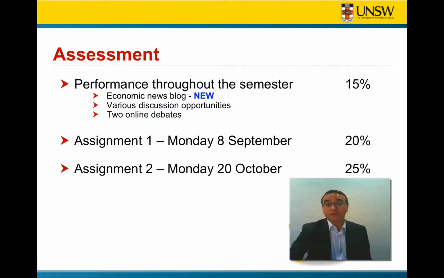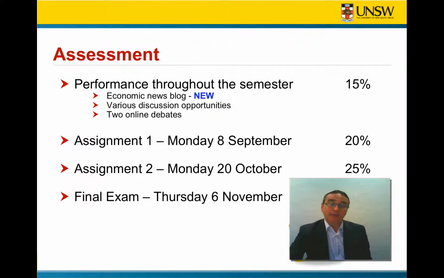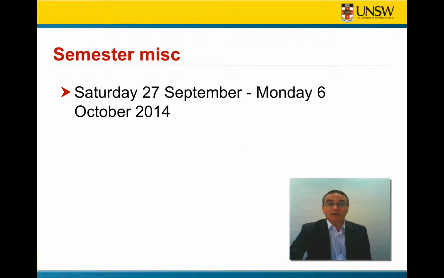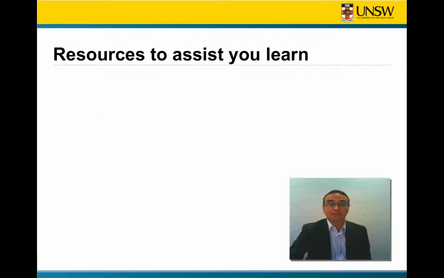Now, there are two assignments. The first assignment is microeconomic based, and it's really based around the dairy industry in Australia, and it's due on Monday the 8th of September. The second assignment is macroeconomic based, and it's due on Monday the 20th of October. And your final exam is on Thursday the 6th of November. There's a mid-semester recess for 1 week, and that's between Saturday 27th of September and a week later.